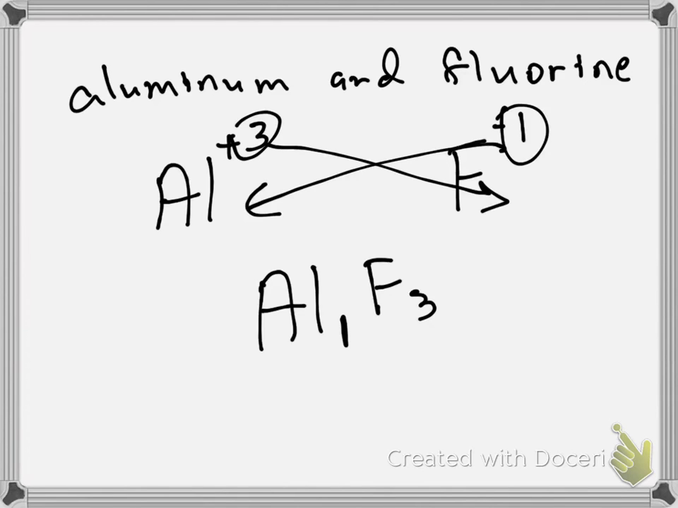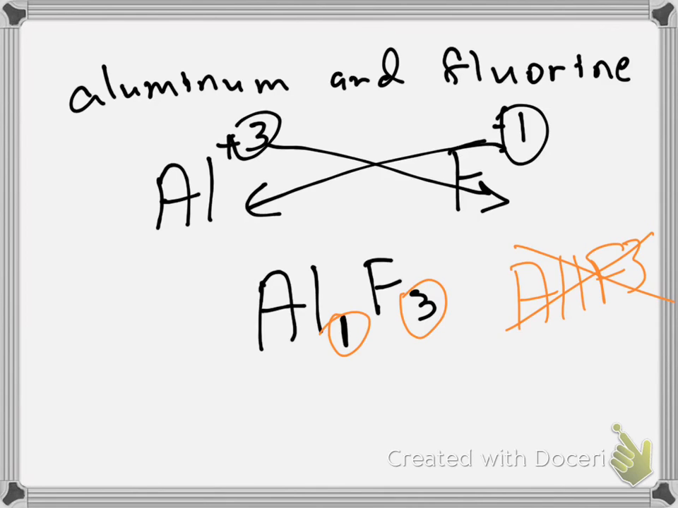Now, when you're doing this, you need to do a couple things. Number one, you need to make sure that these subscripts are down, because if you write Al1, F3, I'm going to mark it wrong. You need to make sure you're doing it with a subscript, not a normal size script. Don't move the positive and negative over.